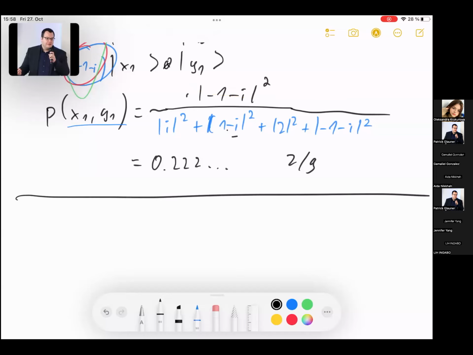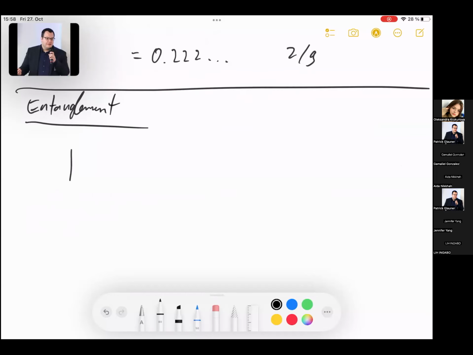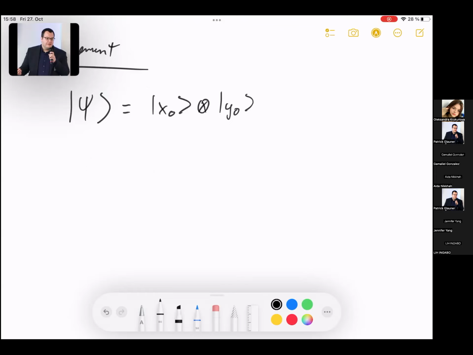So we will start now in entanglement with a state that we call psi ket. And it actually looks a little bit smaller than these generic states we had seen before. It's x0 ket tensor product with y0 ket plus, and I'm writing it down here, x1 ket tensor product with y1 ket.